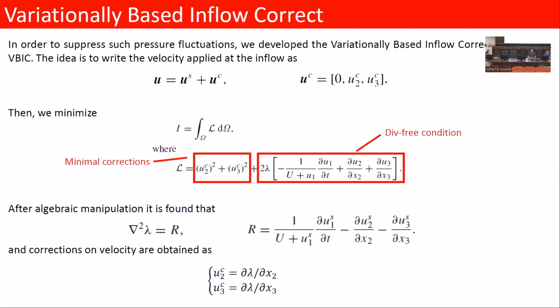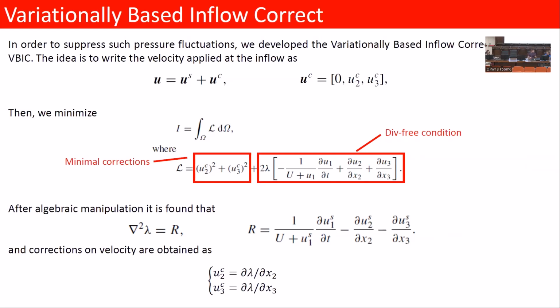So what we did was to create this procedure, which is called VBIC, variationally based inflow correction method. And the idea is that I generate synthetic turbulence, then I assume that I can correct this synthetic turbulence. So I see the total velocity applied at the inflow patch as the synthetic turbulence plus a correction. And I get a correction requiring 2 things from it: to be of minimal modulus, so that the correction is as small as possible, but still requiring the field to be divergence free and respect boundary conditions.